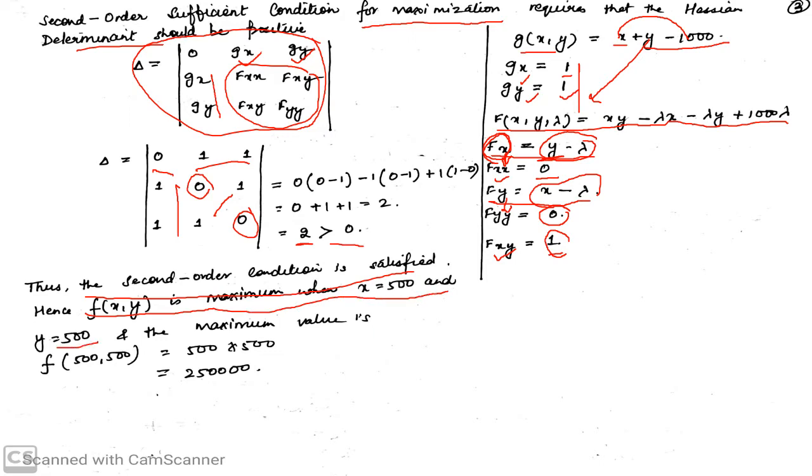Now we need to find out the maximum value. We put the values in the original function. The original function was x into y. So 500 into 500, that becomes 2,50,000. Okay.